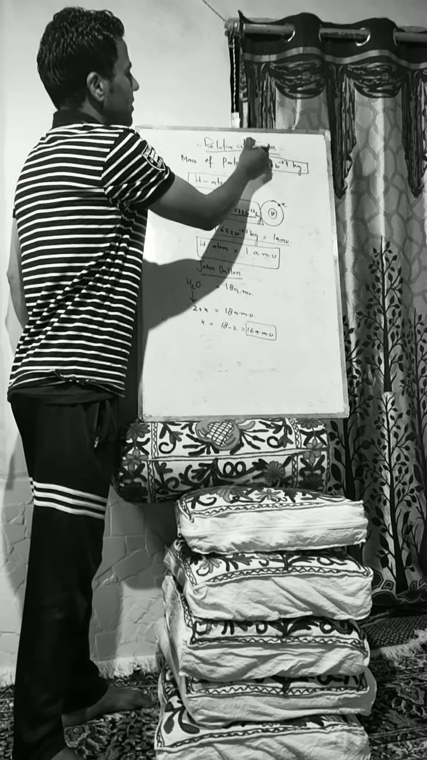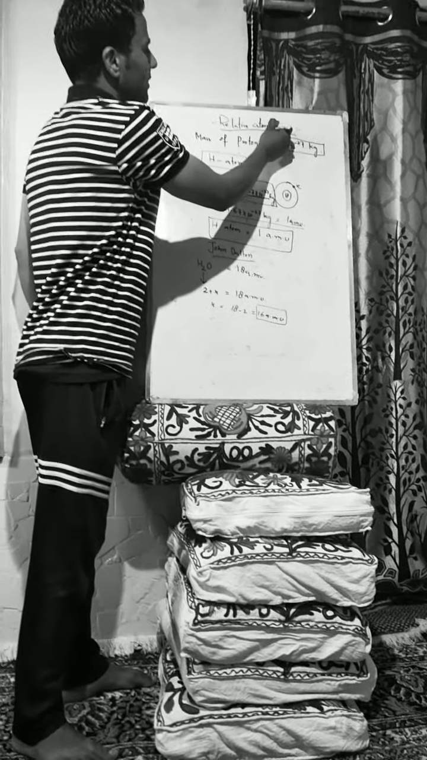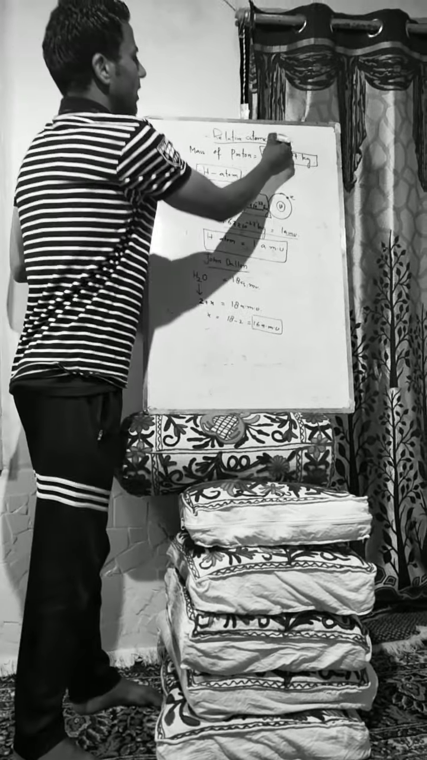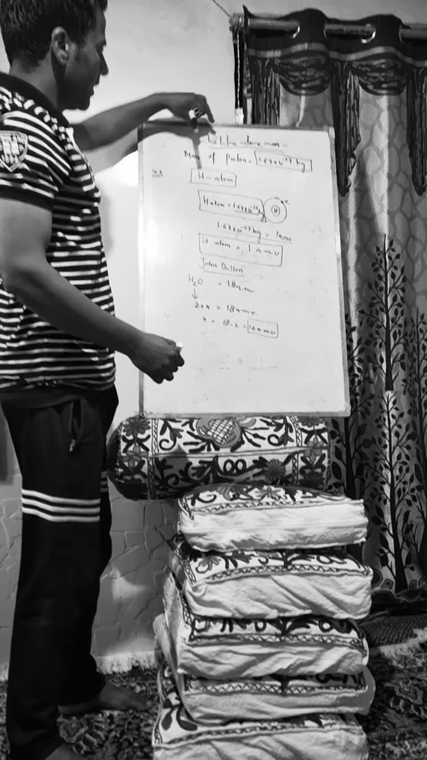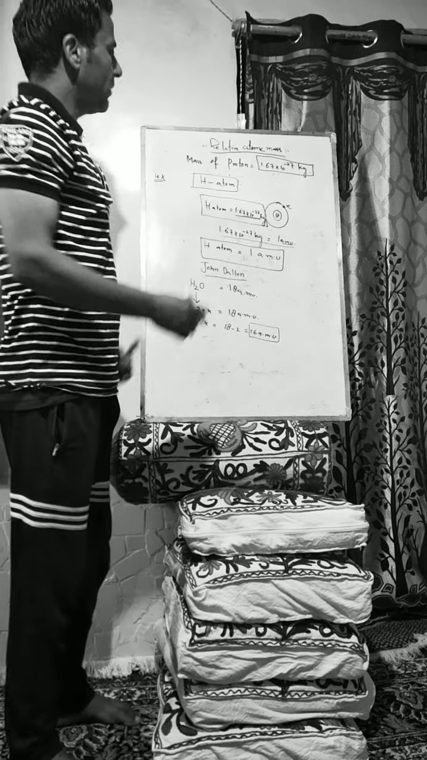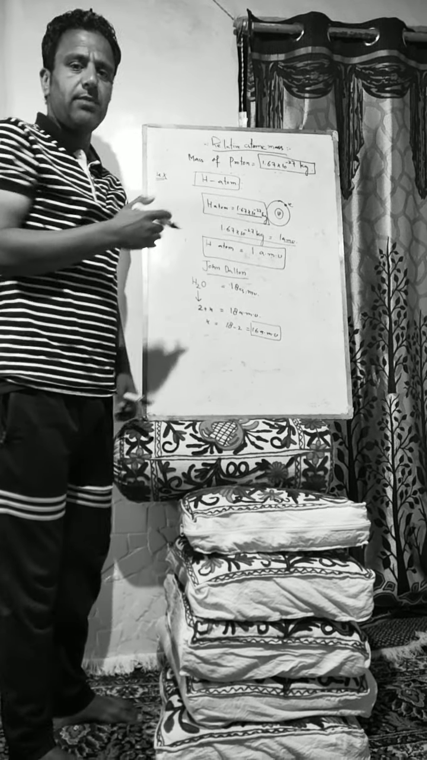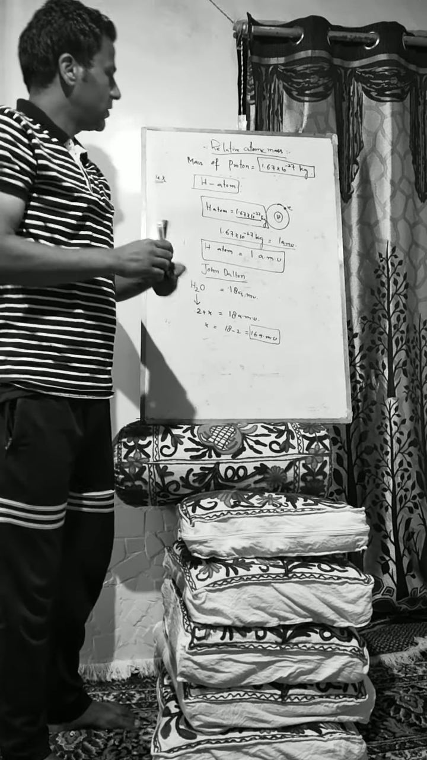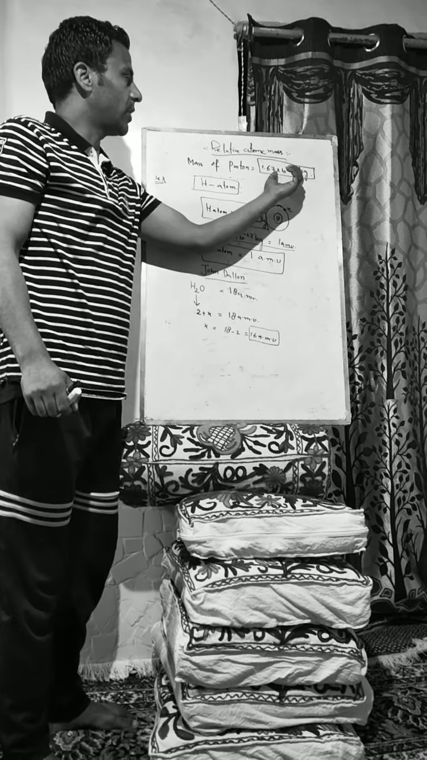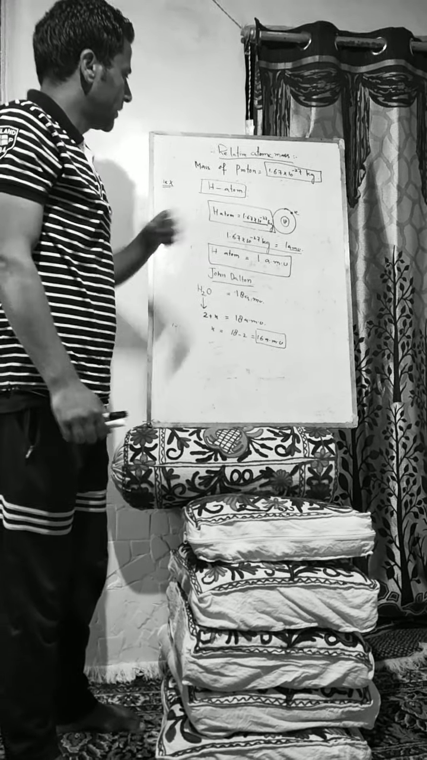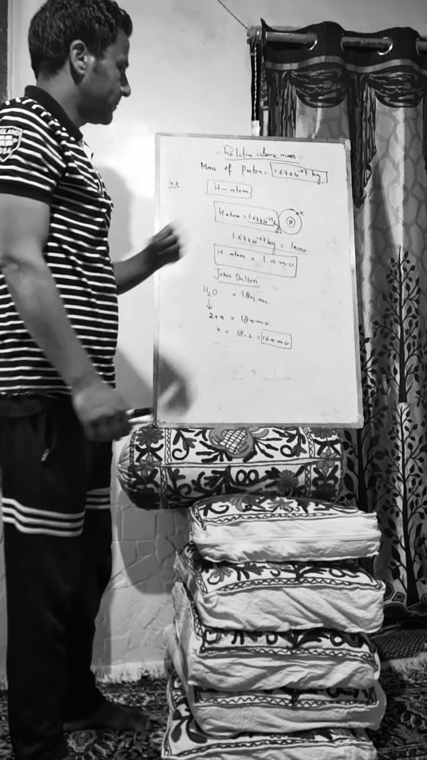Today we are going to discuss the relative atomic mass. So what is this relative atomic mass? Relative atomic mass is the method in chemistry by which we can calculate the atomic mass of atoms. Since we know the mass of the proton is 1.67 × 10^-27 kg, this is the mass of a proton.